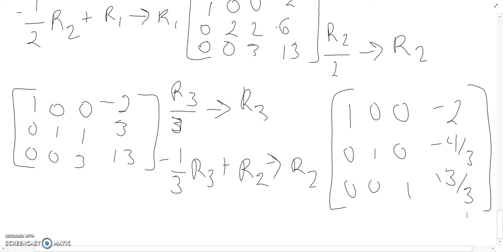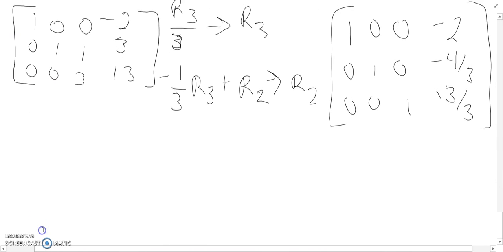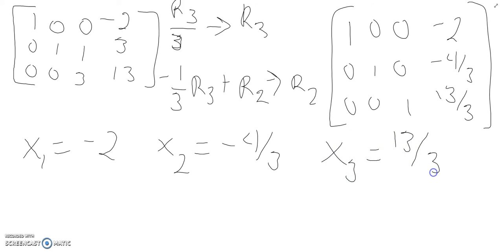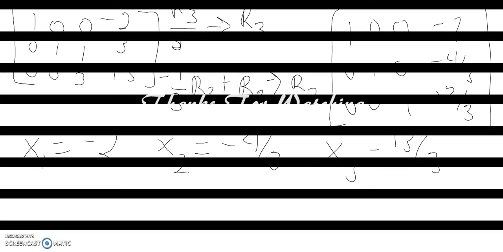So let me add a bit more space here so we can get the final solution. Our solution for that system of linear equations is x1 equals negative 2, x2 equals negative 4 over 3, and x3 is equal to 13 over 3. And that is our solution for the system of linear equations.